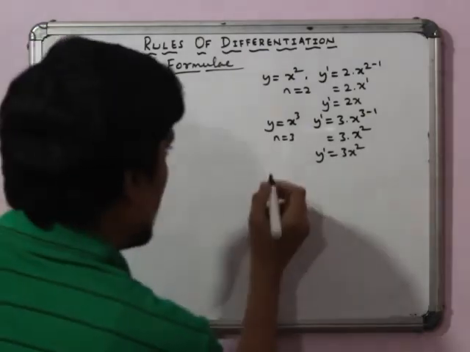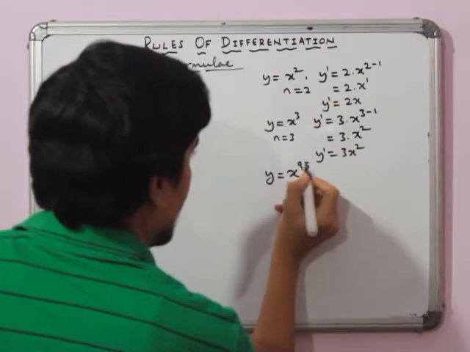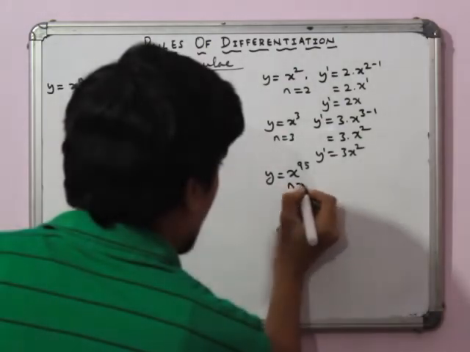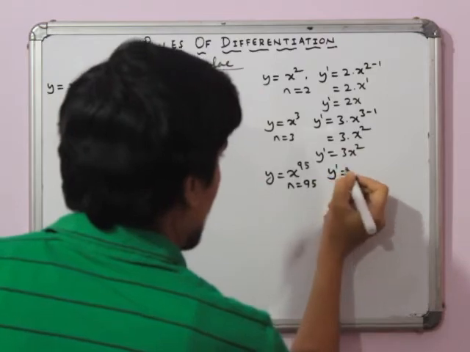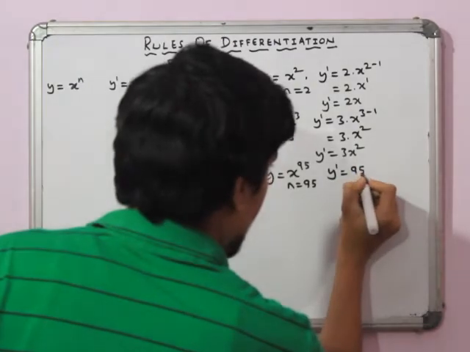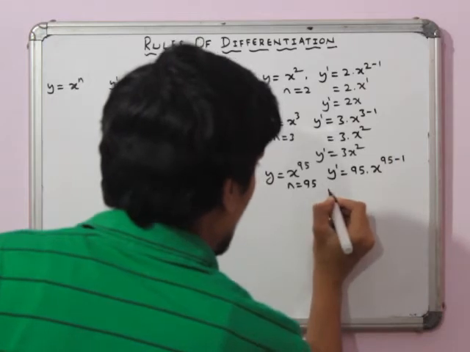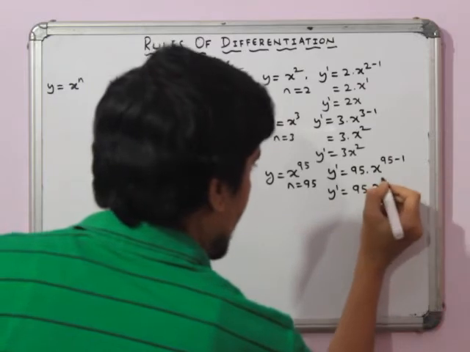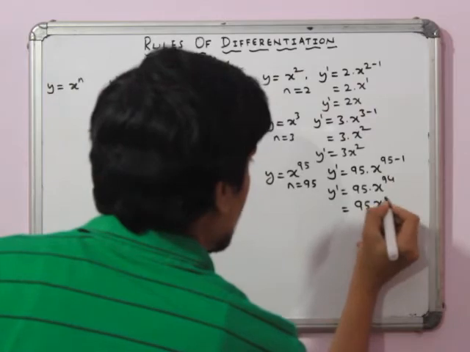Similarly, one more problem we will solve. y is equal to x to the power of 95. So big number, no need to worry at all. Here n is equal to 95. So what will be your derivative? y dash is equal to n into x raised to n minus 1. n is 95. y dash is equal to 95 into x to the power of 95 minus 1, that is 94, which is equal to 95x to the power of 94.